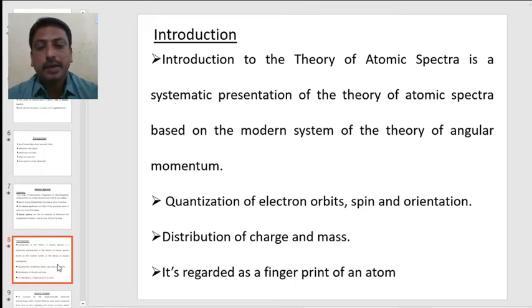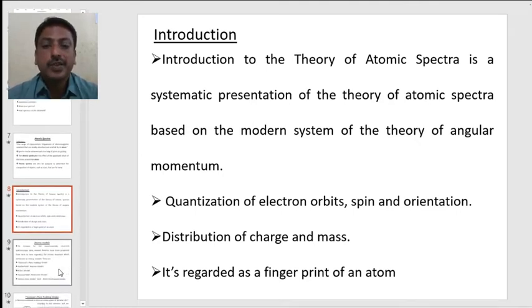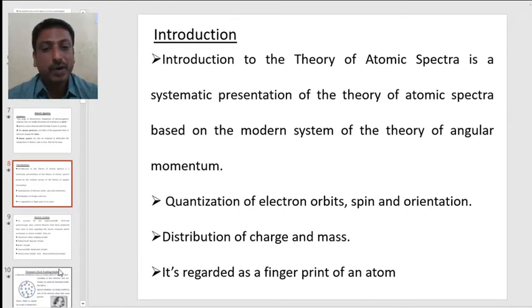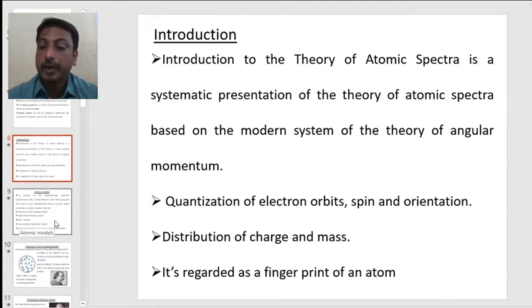Now, introduction to atomic spectra. The theory of atomic spectra is a systematic presentation of the theory of atomic spectrum based on the modern system of the theory of angular momentum, and it is also based on the quantization of electron orbits, spin, and orientation. It is also concerned with the distribution of charge as well as mass, and an atomic spectra can be considered as a fingerprint of an atom.